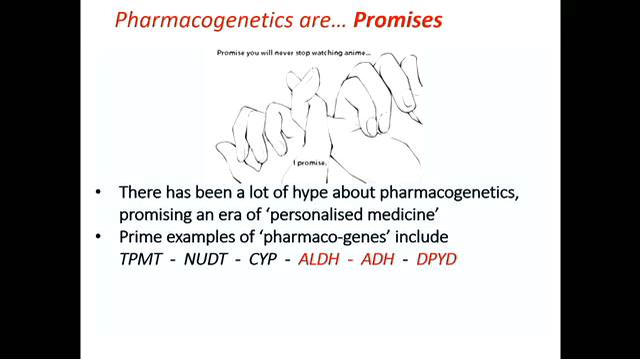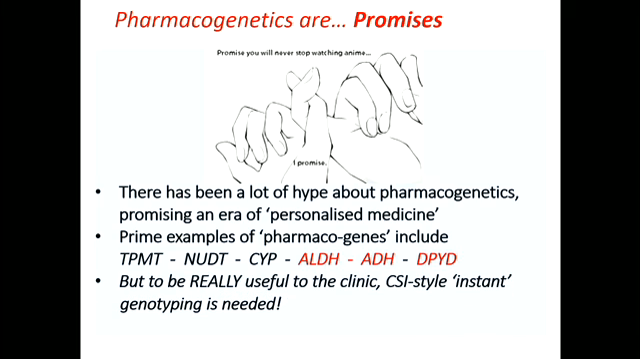You'll know of some of them. TPMT you've probably never heard of, or NUDT. You may have heard of CYP or CYP450. The alcohol genes, ALDH and ADH, and we'll look at another one you've never heard of called DPYD.